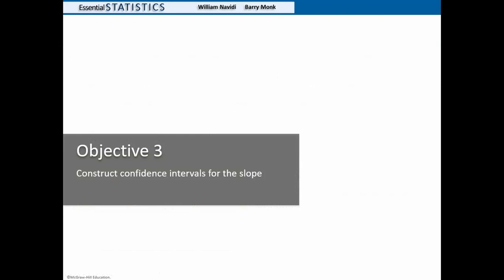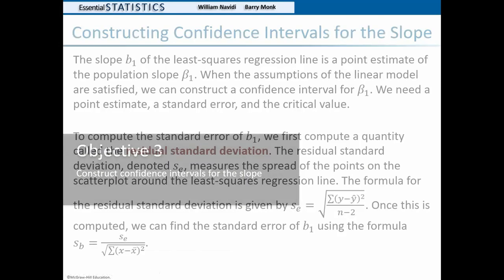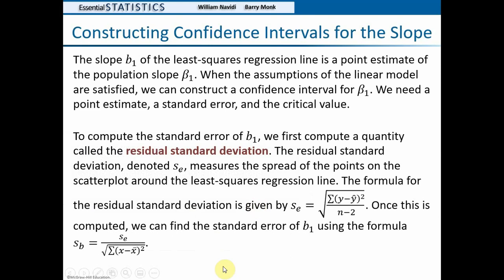So first off, let's do a confidence interval for the slope. We're going to go through two steps of this. The slope b1 of the least squares regression line is the only one we're going to do a confidence interval and hypothesis test for. The slope b1 of the least squares regression line is a point estimate of the population slope beta 1.